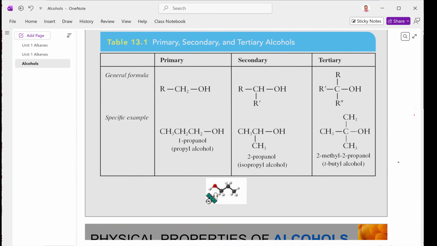So primary, secondary, tertiary. Guaranteed, I'm going to ask you what class of alcohol this structure is on the test. So make sure, and it's really important, to understand the difference between primary, secondary, tertiary, because you'll get different reaction products with each one.